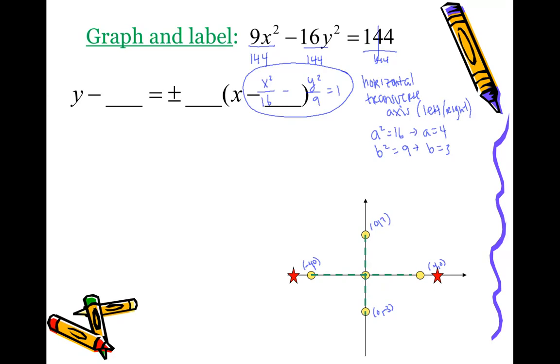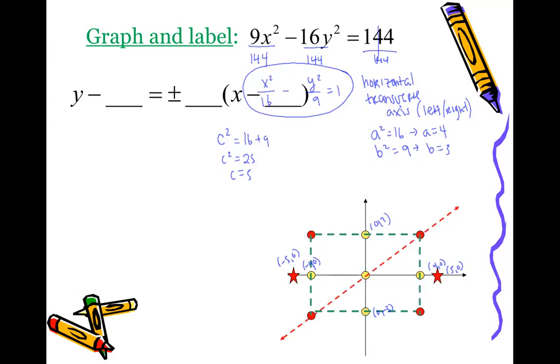These two points are my focus points, and I find them by doing C squared equals 16 plus 9, so C squared equals 25. So C is 5. I'm going to go right 5 and left 5 along the transverse axis, so this would be 5, 0 and this would be negative 5, 0. I'm going to create that box by sliding these over. Then my asymptotes will go through those corners. Asymptote, asymptote, and there's the hyperbola.